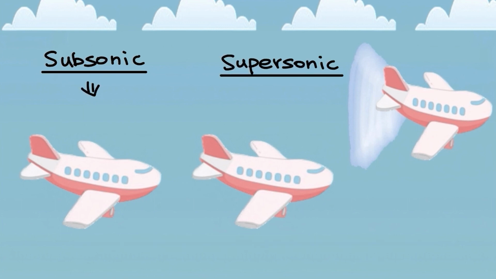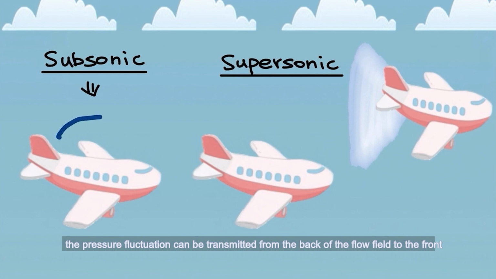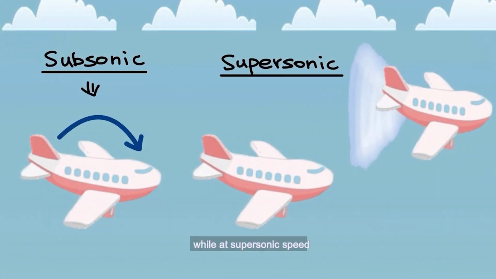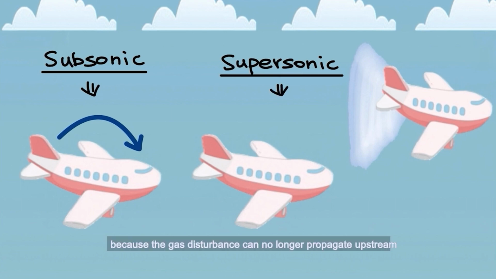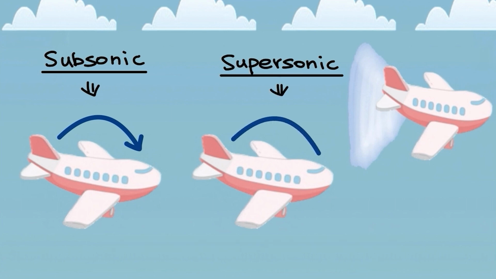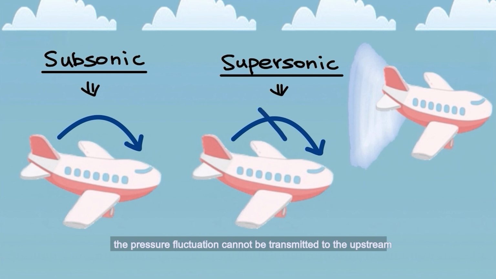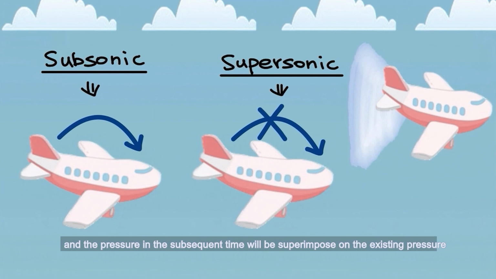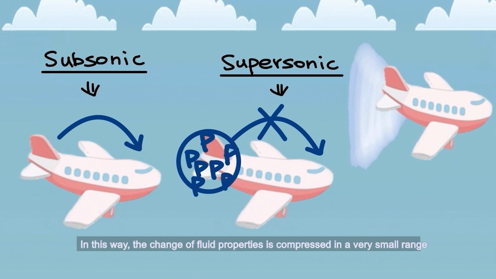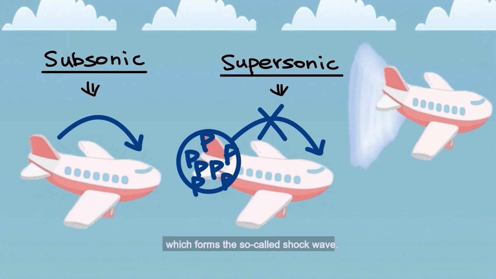Let's sum up the difference between subsonic and supersonic flow. At subsonic speed, the pressure fluctuation can be transmitted from the back of the flow field to the front, while at supersonic speed, because the gas disturbance can no longer propagate upstream, the pressure waves are superimposed on each other. In this way, the change of fluid properties is compressed in a very small range, which forms a so-called shock wave.